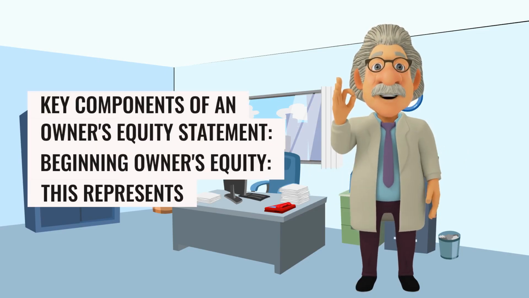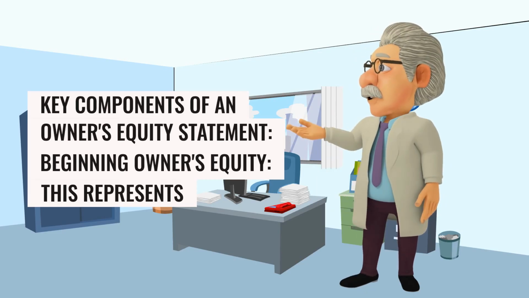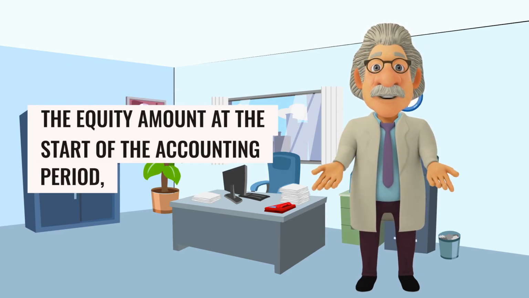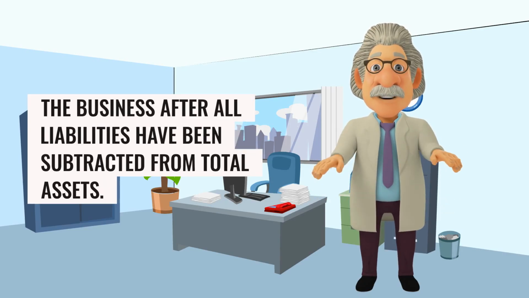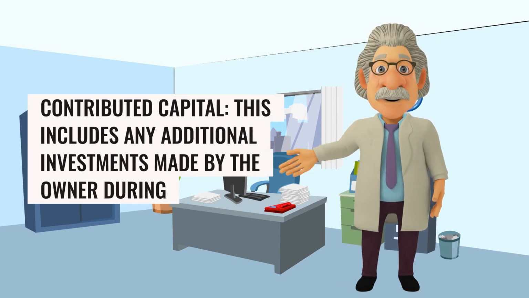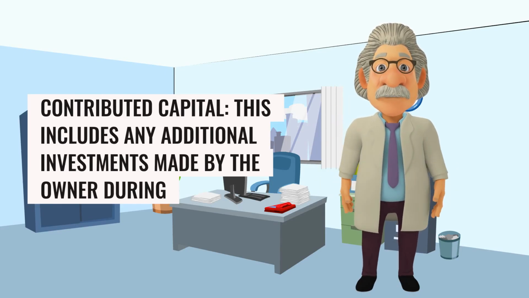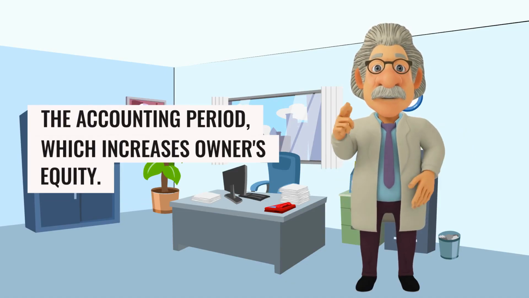Key components of an owner's equity statement. Beginning owner's equity. This represents the equity amount at the start of the accounting period, reflecting the owner's interest in the business after all liabilities have been subtracted from total assets. Contributed capital. This includes any additional investments made by the owner during the accounting period, which increases owner's equity.